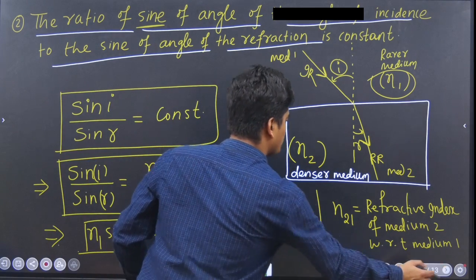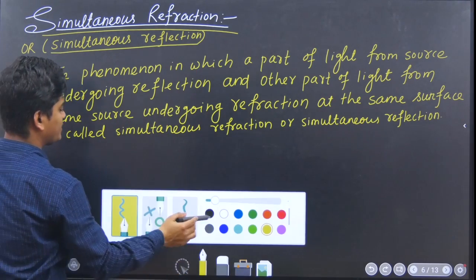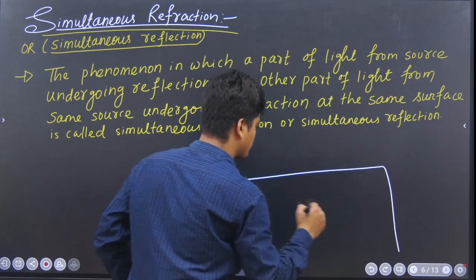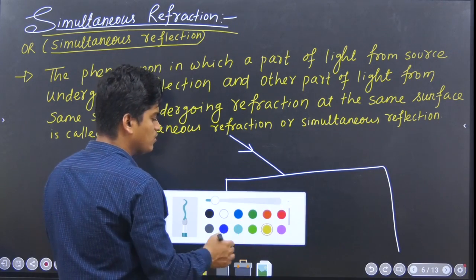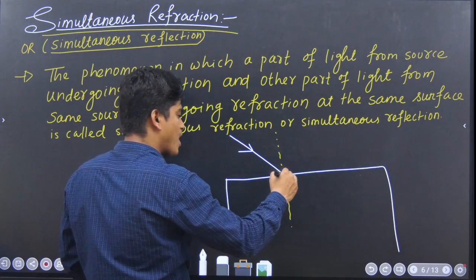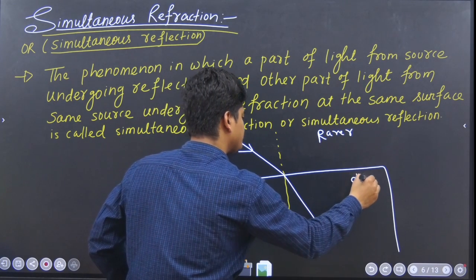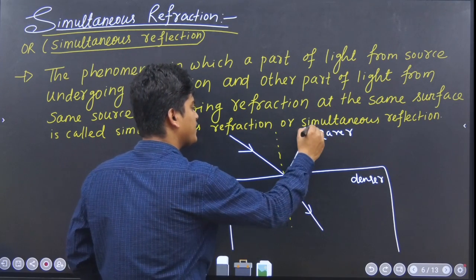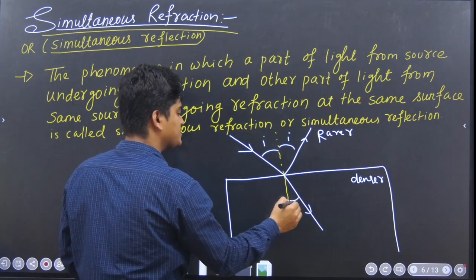Now come to the next thing here, simultaneous refraction or simultaneous reflection. So what is this? Sometimes, suppose I am taking a medium like this, a light ray is coming here. This is the normal. Now from this light ray, suppose this is your rarer medium and this is your denser medium, one part of the light is passing through this medium and another part is reflecting. If this angle is i, this angle is i, and this angle will be r.